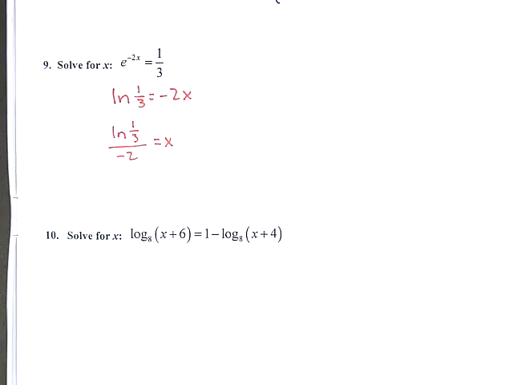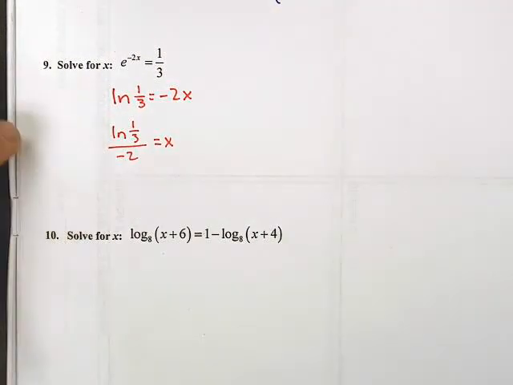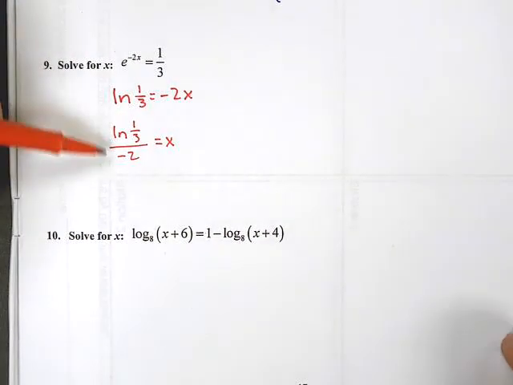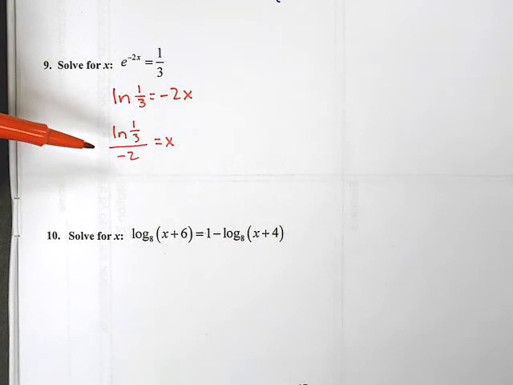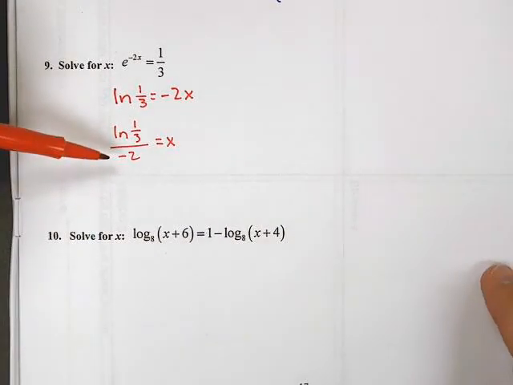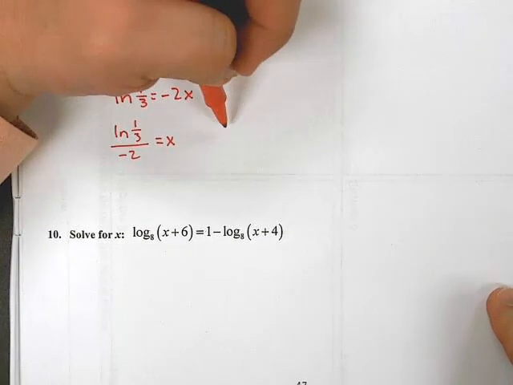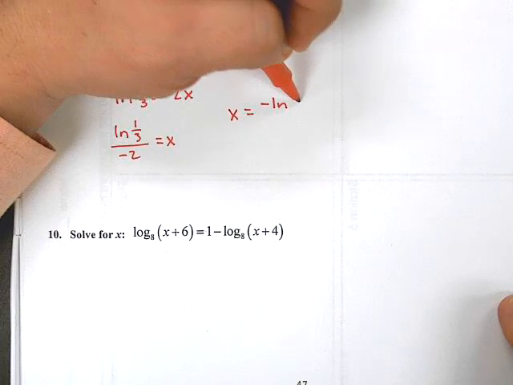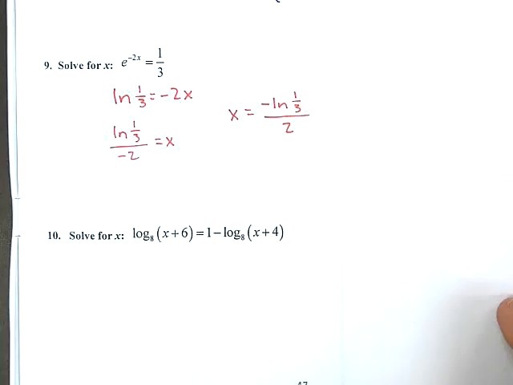I will be very honest. At this point in time, I'm pretty close to being okay with this answer. This is a correct answer. I just think I would rather it be simplified a little more. By that I mean, we hardly ever leave negatives in a denominator, right? At least I would change this to x is equal to negative ln 1/3 over 2.